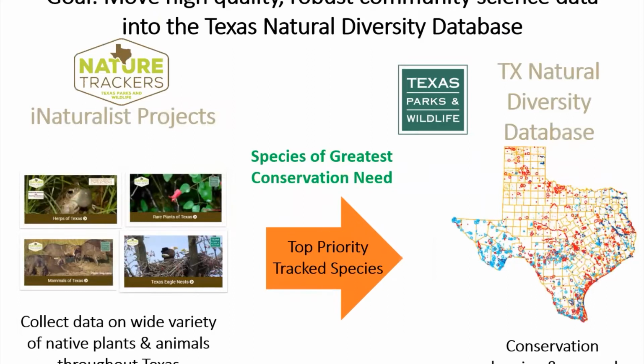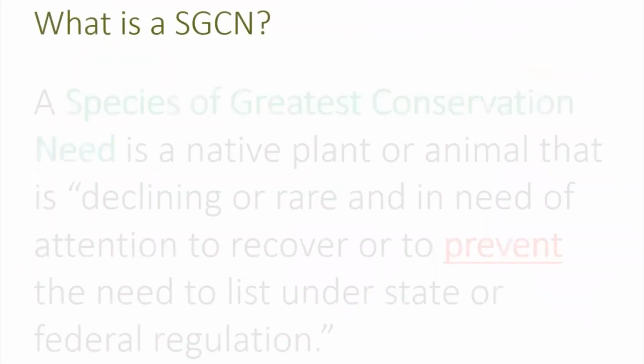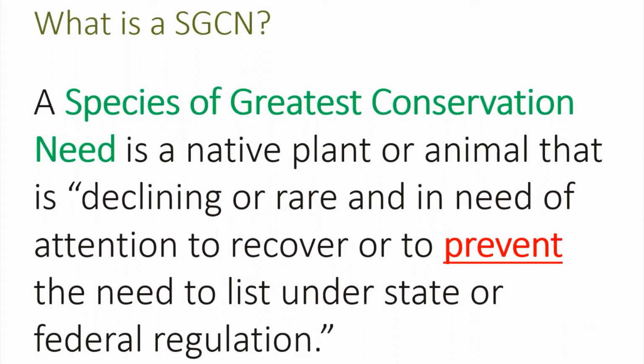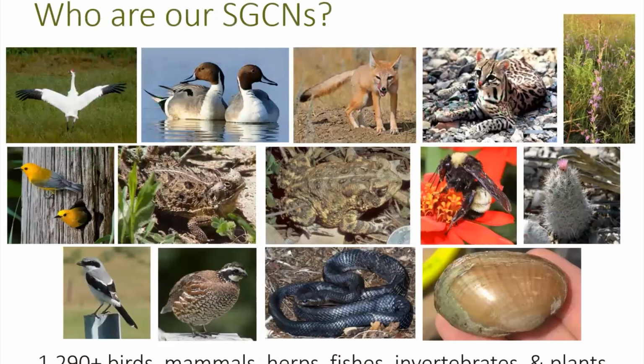So again, we focus on the species of greatest conservation need. The idea is to get them over to the Natural Diversity Database. And what is an SGCN? It's a plant or animal that's declining or rare and in need of some kind of attention to recover or to prevent the need for listing under state or federal regulation. So by finding those species that are declining and addressing them before they get to that point, we can get them off that list. Every year they review these lists. Right now there's, I think, somewhere about 1,290 species just in Texas that are considered SGCN.